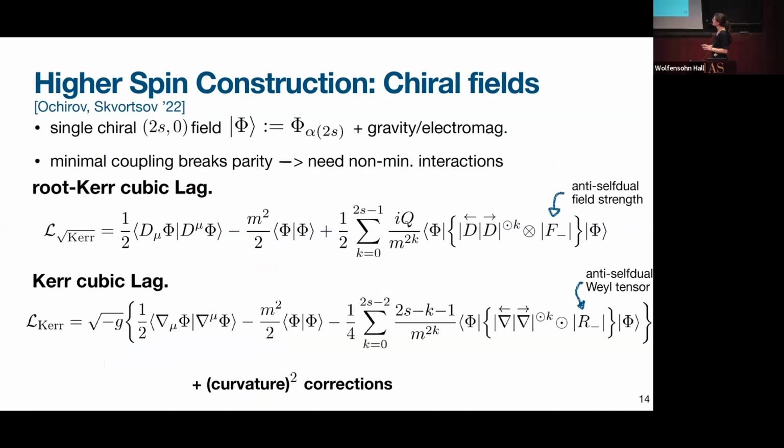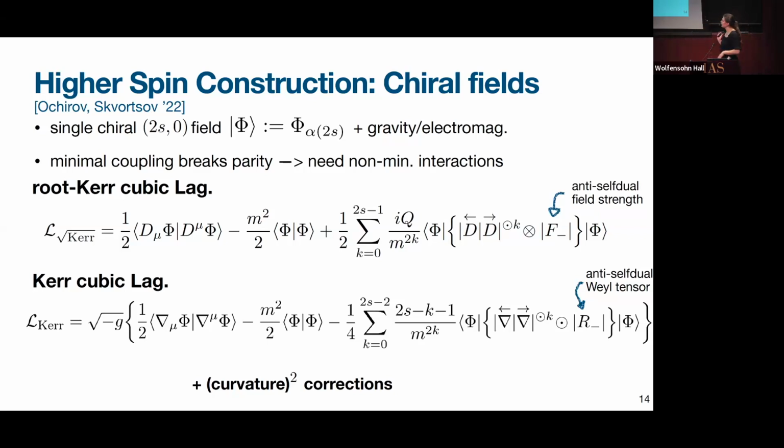So even though it says chiral, and indeed minimal coupling breaks parity, we can cure it order by order in the interactions by adding non-minimal interactions. So this line here, this is the Lagrangian that generates the 3-point amplitudes originally written in this 2017 paper for the gauge theory, and this is the gravity 3-point amplitude Lagrangian. And if we want to go to quartic order, then of course we're going to need to add some curvature squared corrections. So let's present the quantum amplitudes.